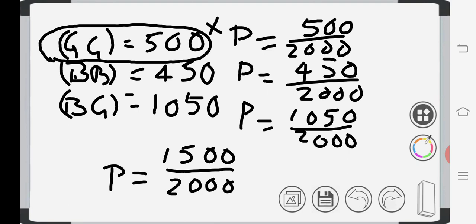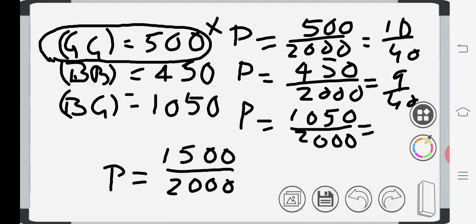Simplifying the first, we get 10 by 40. Simplifying the second, we get 9 by 40. Simplifying the third, we get 21 by 40. Simplifying the last, we get 30 by 40.